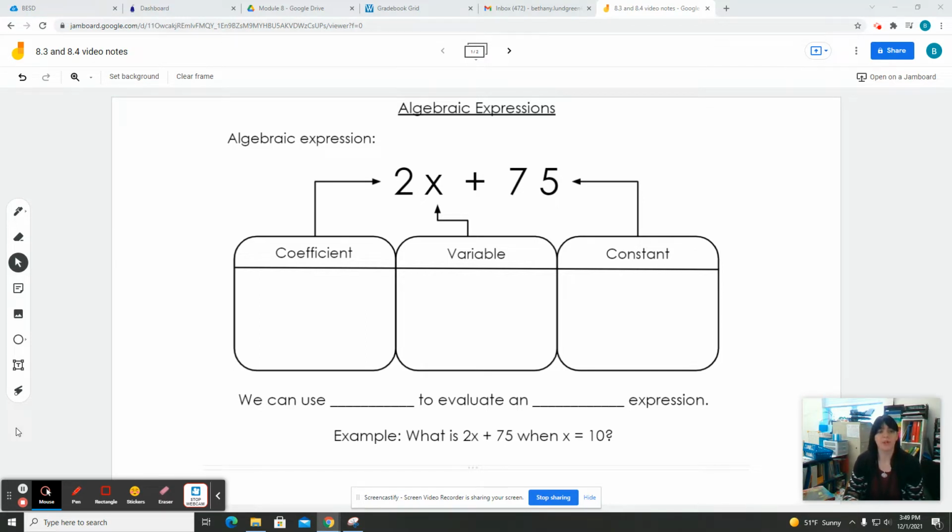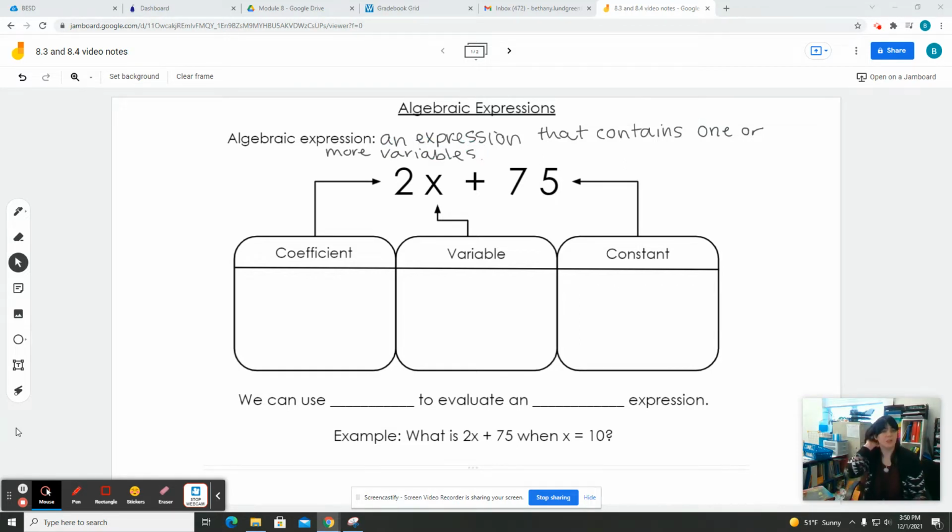Okay, now that you have your paper, we're going to define what's called an algebraic expression. We've talked about numerical expressions that have only numbers in them, but algebraic expressions have something called a variable inside them. So the official definition of an algebraic expression is it is an expression that contains one or more variables.